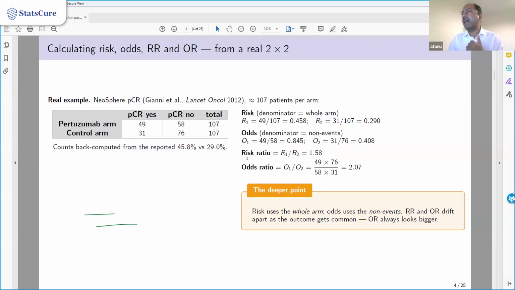But here in this example, as we stick with this, here it is having 0.58, so the risk is high in pertuzumab for getting PCR. 2 times more, 2.0 times more. So here we are talking about times. So 2 times more to having PCR, those who are treated with the pertuzumab arm as compared to those who are not treated, the control arm. Does it make sense now?